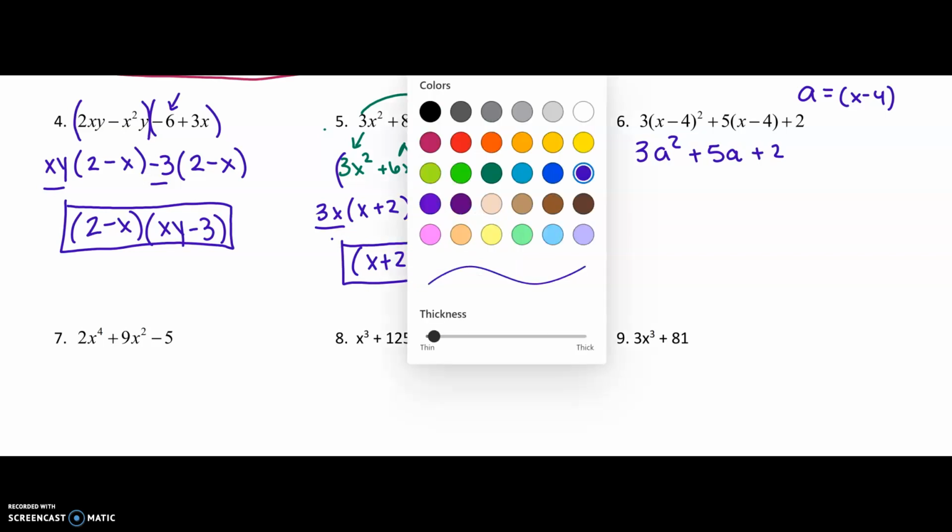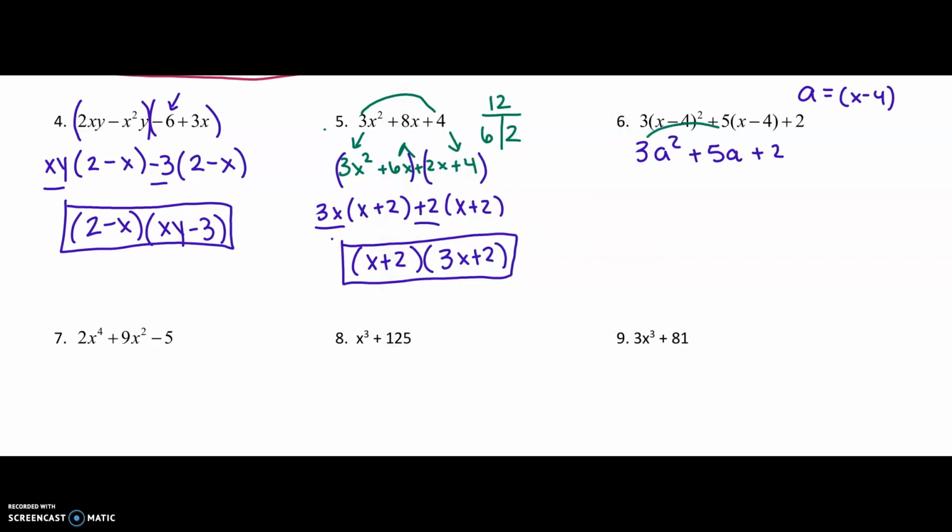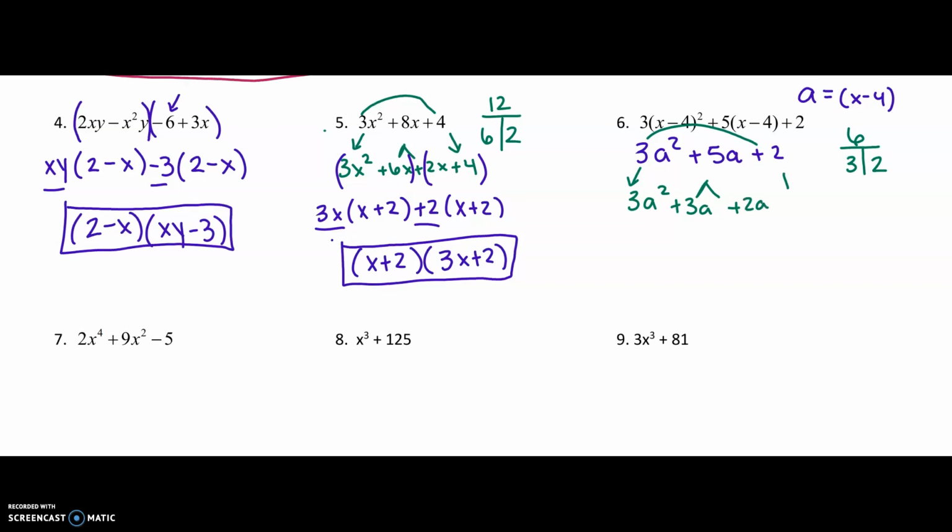Now I'm going to factor it like a regular trinomial. 3 times 2 is 6. Factors of 6 that add up to 5 are 3 and 2. 3 plus 2 is positive 5. 3 times 2 is positive 6. Bring down my first term, 3a squared. Break up my middle term into 3a plus 2a, and then bring down my last term, plus 2.